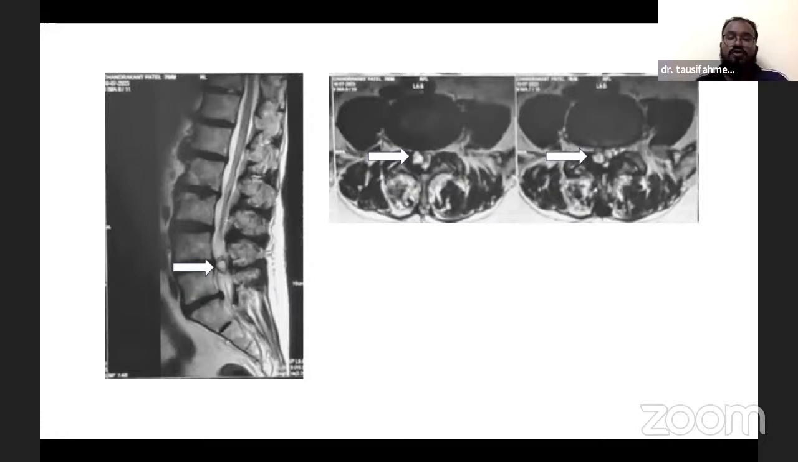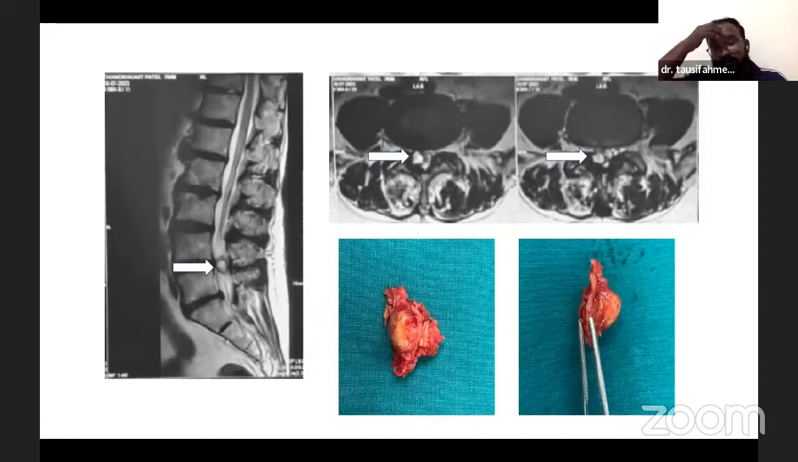Next. Yeah. So just for the benefit of the audience, this is what we have excised, which is a facet cyst in the operation theater.